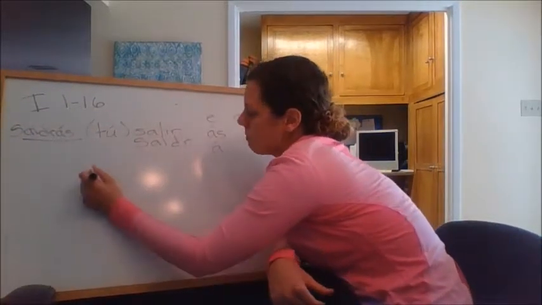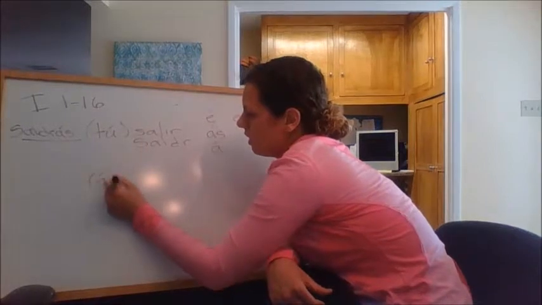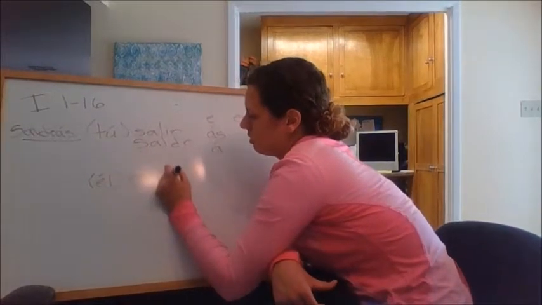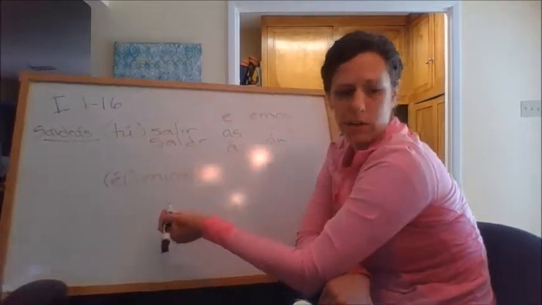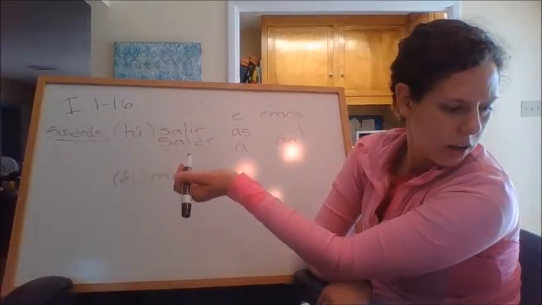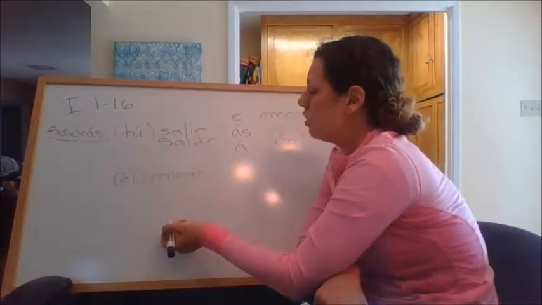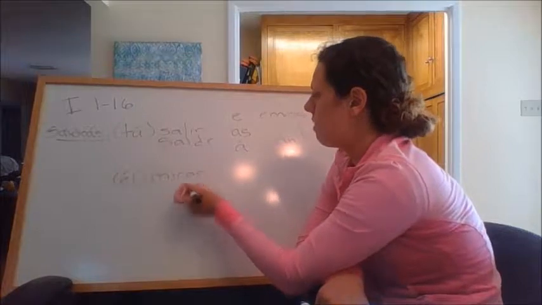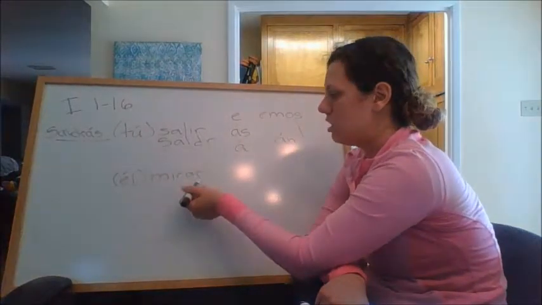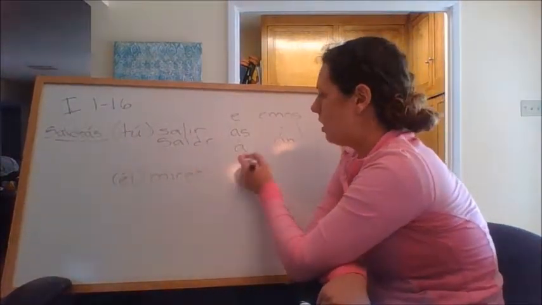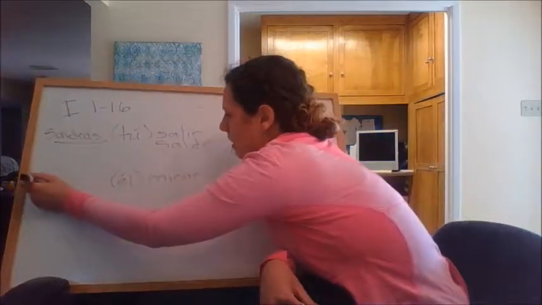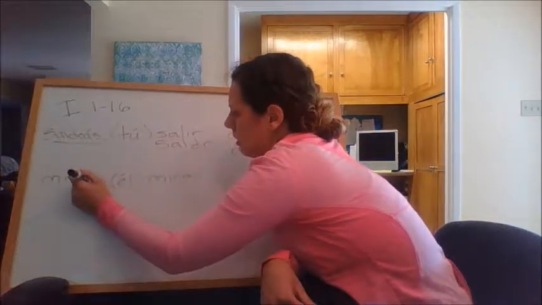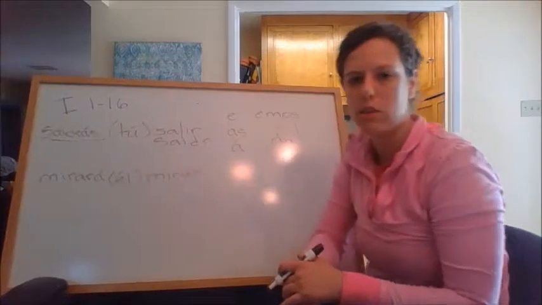Okay? If you had something like él and mirar, mirar is regular. So you would leave the infinitive and then add the ending on according to the infinitive. So since it's él, it would be this ending, and it would be mirará. Mirará. Okay, just like that.